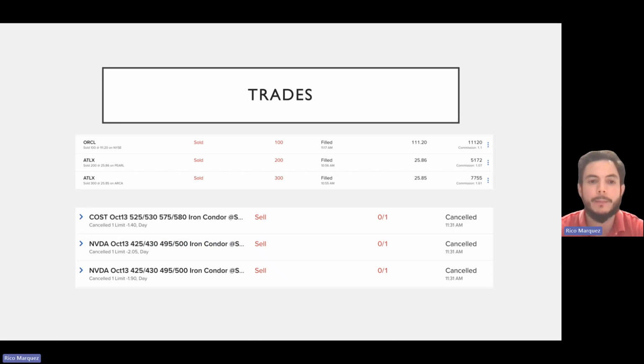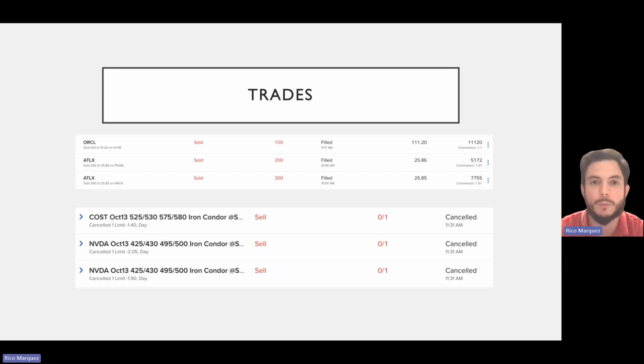For my trade out, when I closed my Oracle and Atlas stocks, here we have the selling prices. As you can see, we sold them at a loss. I did try to close out of my iron condors. However, another lesson that I learned was the liquidity of options trading: if you have low liquidity, you're not necessarily going to be able to exit those positions on your terms.